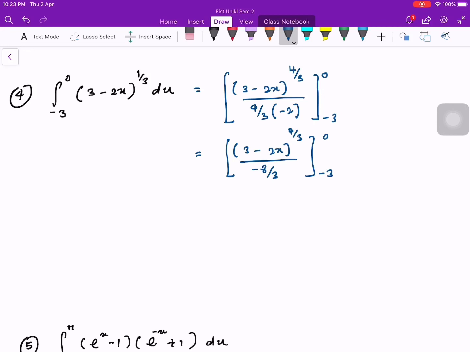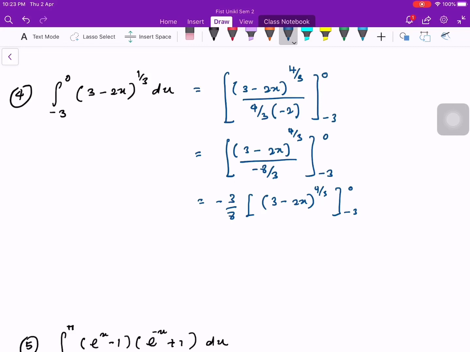Okay, and remember, so this 8 minus 3 is a constant. Saya boleh keluarkan sama juga. So kita akan dapat minus 3 over 8, which is times with 3 minus with 2x to the power of 4 over 3, and we have a limit from 0 to minus 3.